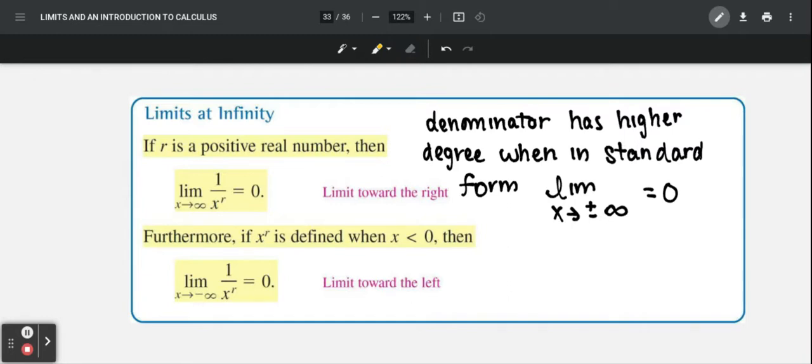And the idea behind that is, if we were to look at this equation right here, 1 over x to the r, if we were to plug infinity in for the x, you end up with 1 over infinity. So 1 over some infinitely large number is actually a really small number. That's why we say when we end up with 1 over infinity, it will get really, really close to 0.